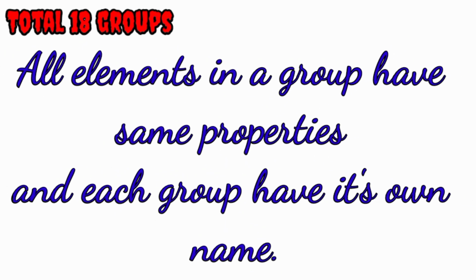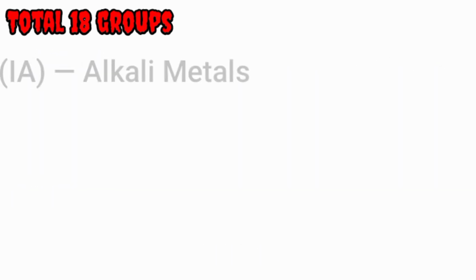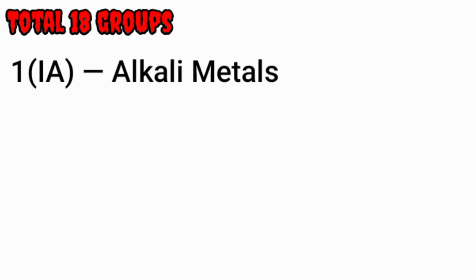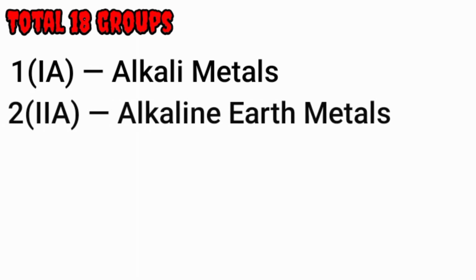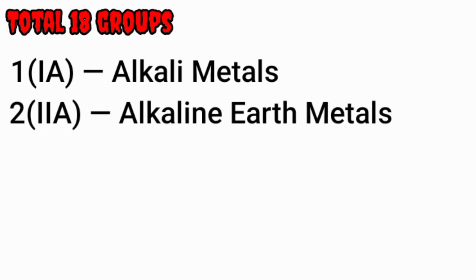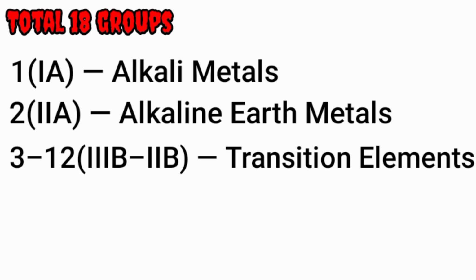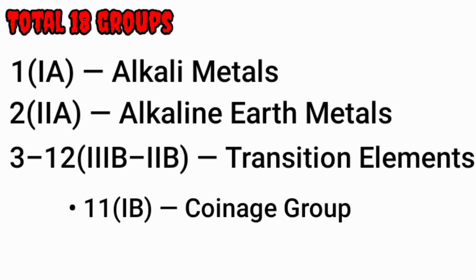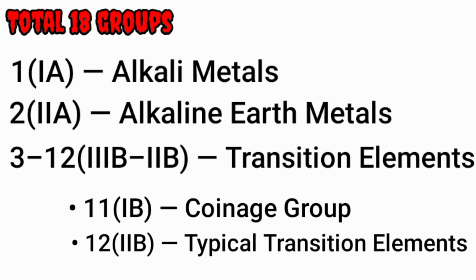As I said already, we can find 18 groups in the periodic table, and each group has its own properties and names. The first group is called alkali metals. The second group is called alkaline earth metals. The third to 12th groups are called transition elements, in which the 11th group is also called the coinage group, and the 12th group is also called typical transition elements.